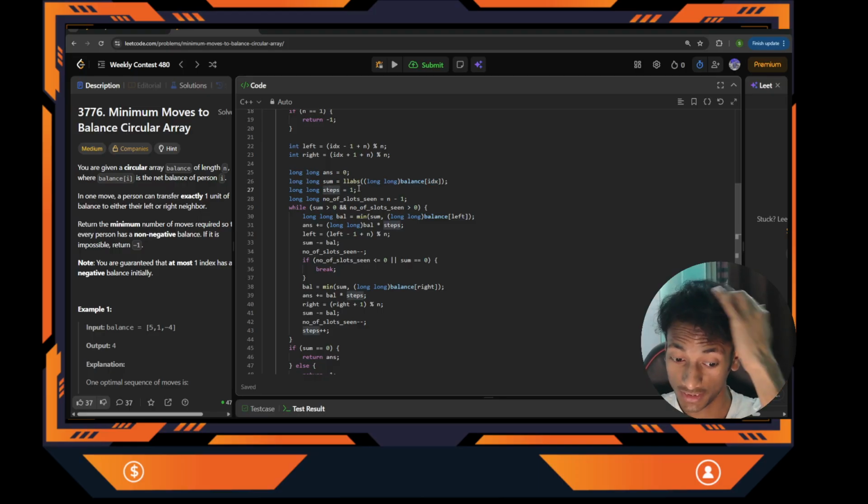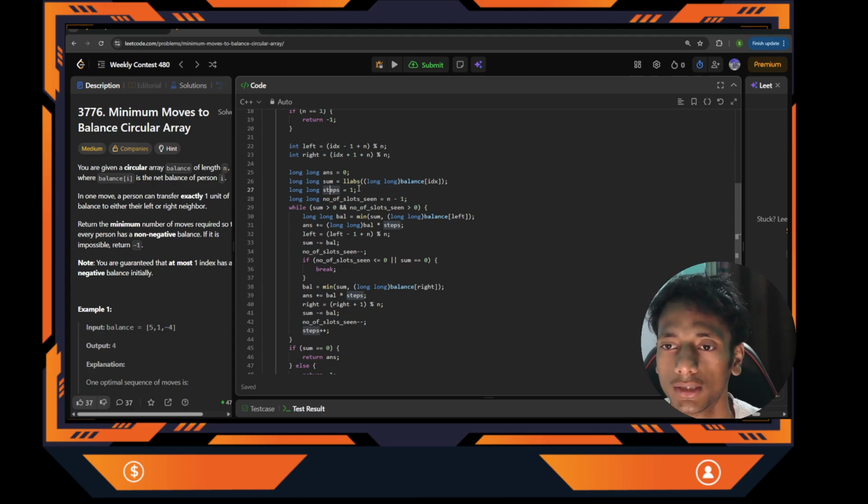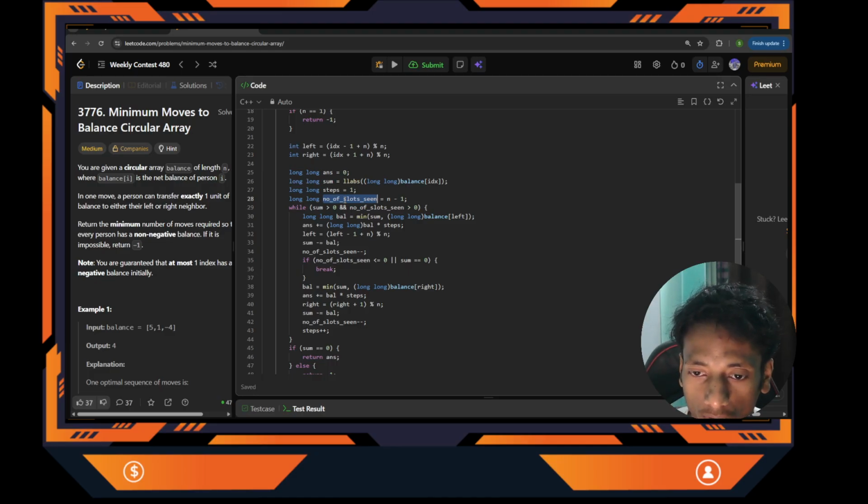That means the left pointer and right pointer are at distance 1 from the target person, right? And the number of slots seen and available will be n minus 1. I already explained why n minus 1: n is the total number of persons possible, and one person has a negative balance, so we cannot transfer any amount from that person. So that's why the available persons I have as options will be n minus 1. Got it? It may have a balance of 0, so we cannot transfer any amount from it, but we still have some options, right?